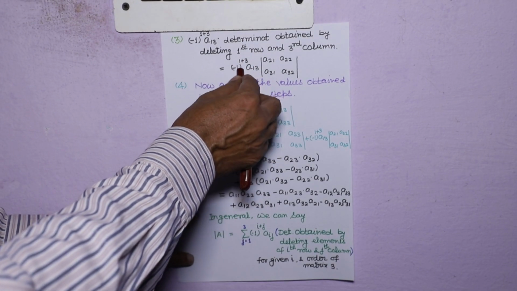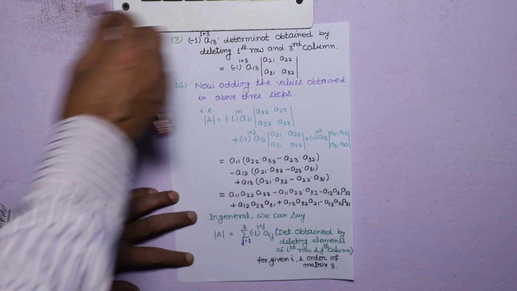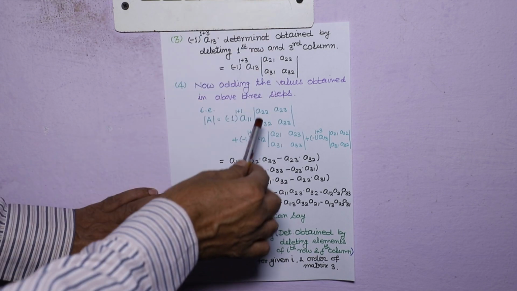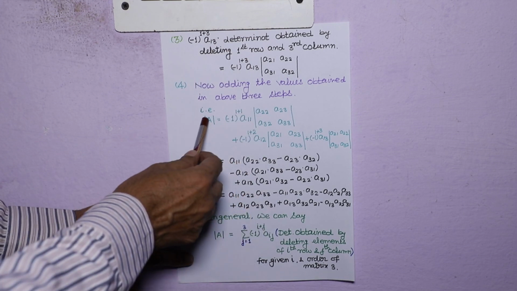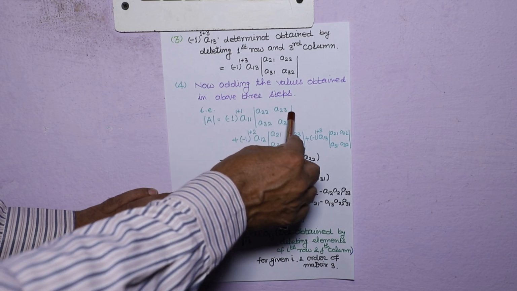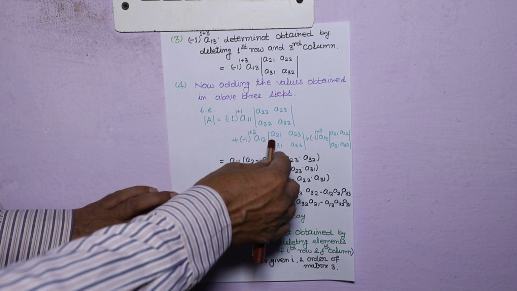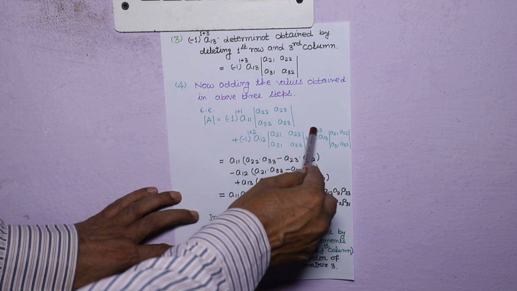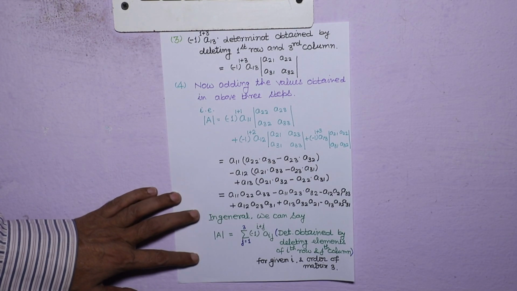So that is minus 1 to power 1 plus 3 A13 into determinant A21, A22, A31, A32. Then at last, adding all the values obtained in the first, second and third step, means in all 3 steps. So determinant A is minus 1 to power 1 plus 1 A11 into determinant A22, A23, A32, A33 plus minus 1 to power 1 plus 2 A12 determinant A21, A23, A31, A33 plus minus 1 to power 1 plus 3 A13 determinant A21, A22, A31, A32.